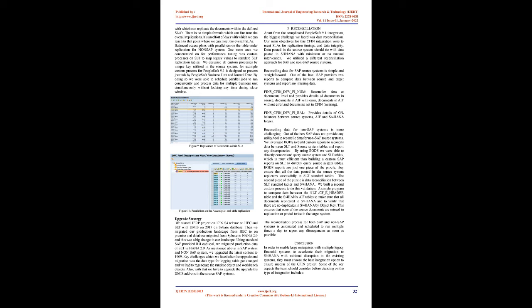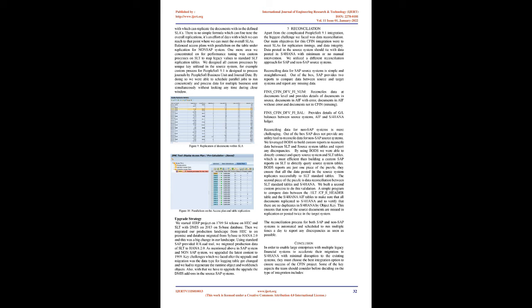One more area we concentrated on for performance tuning was custom processes on SLT to map legacy values to standard SLT replication tables. We designed all custom processes by unique key utilized in the source system. For example, the custom process for PeopleSoft 9.1 is designed to process journals by PeopleSoft business unit and journal date. By doing so, we were able to schedule parallel jobs to run concurrently and process data for multiple business units simultaneously without losing any time during the close window. Figure 9, Replication of documents within SLA. Figure 10, Parallelism on the access plan and table replication.